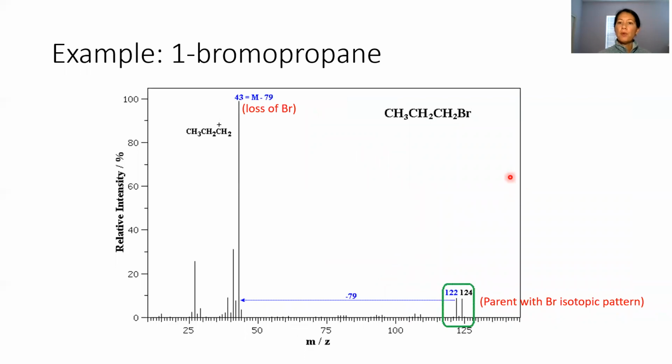Let's look at an example with 1-bromopropane. Look at this parent. I said bromine has a 1-to-1 isotopic pattern. So if you see this 1-to-1 in the parent, start thinking that it might have bromine in it. Look for minus 79, which indicates the loss of 1 bromine. Here, this would be your base peak.